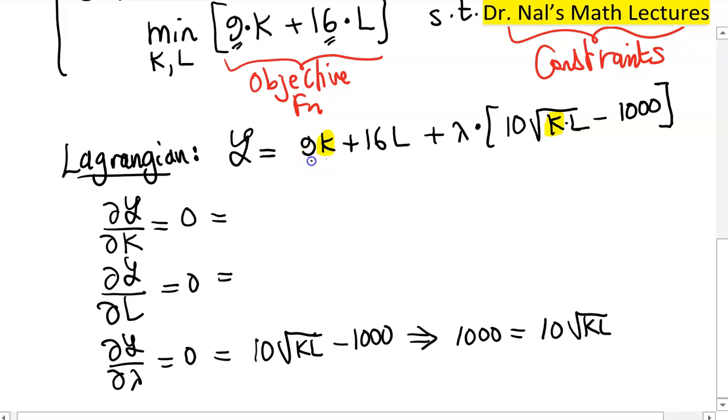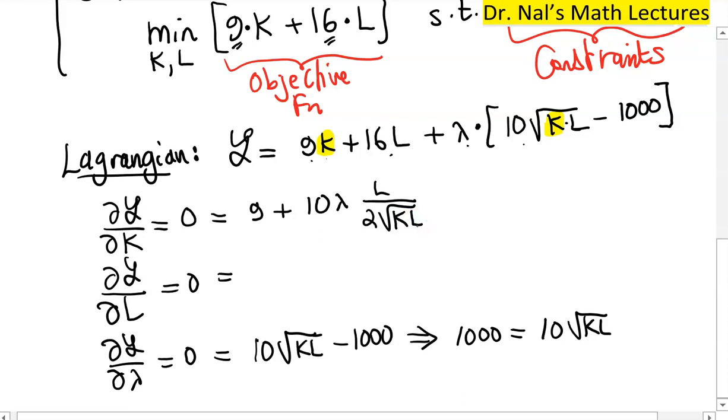So first, let's take the derivative of 9k, which is just 9. This one is 0, so let's move on to the next term. Lambda times 10 times square root kL. Well, the derivative of the square root of something is 1 over 2 square root of that expression times the derivative of the inside, so by the chain rule, that's simply plus 10 lambda, the derivative of the inside is L, and then we have 2 square root KL.